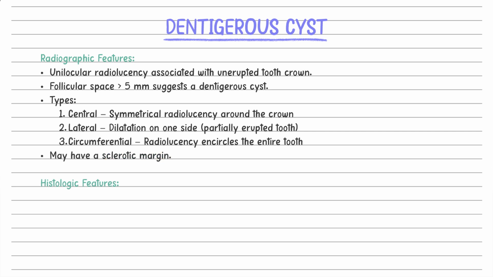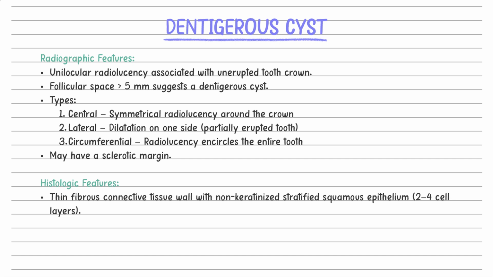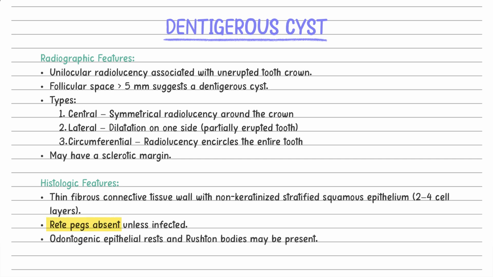Now, histology. The cyst wall is lined by 2 to 4 layers of non-keratinized stratified squamous epithelium. There are no rete pegs unless it's infected. We may find odontogenic epithelial rests and Rushton bodies.